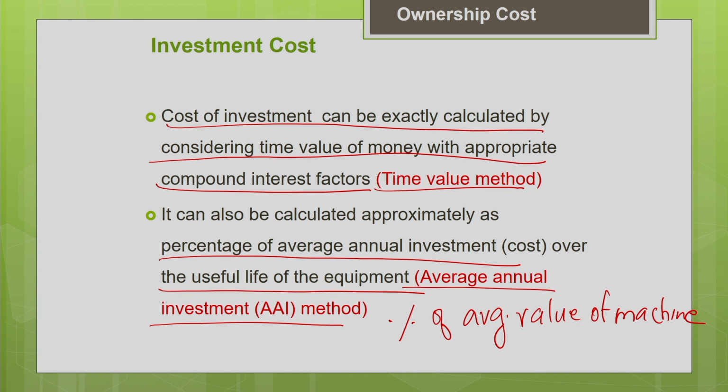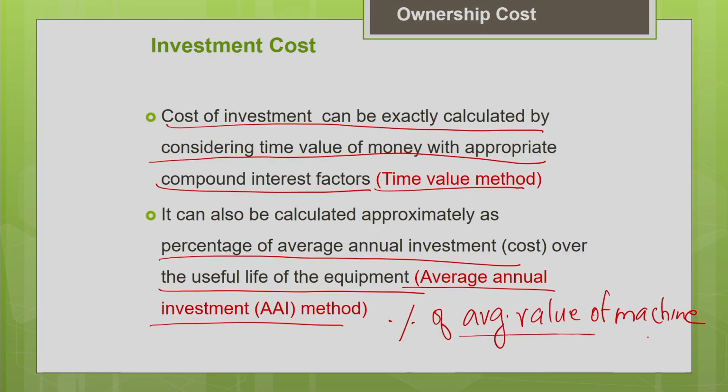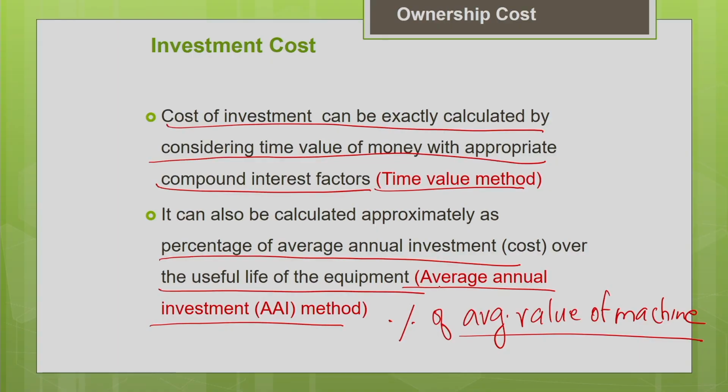So in order to make our calculations convenient, as you know that all the components of the ownership cost are expressed as a percentage of the value of the machine, it will also depreciate according to the value of the machine. To make our calculations easier, let us approximate or fix up the average value of the machine and express all the components of the ownership cost as a percentage of the average value of the machine. So this is what we do in the average annual investment method. Here we will calculate the cost of investment as the percentage of average value of machine over its useful life. How to calculate the average value of the machine, we are going to see in the upcoming slides.